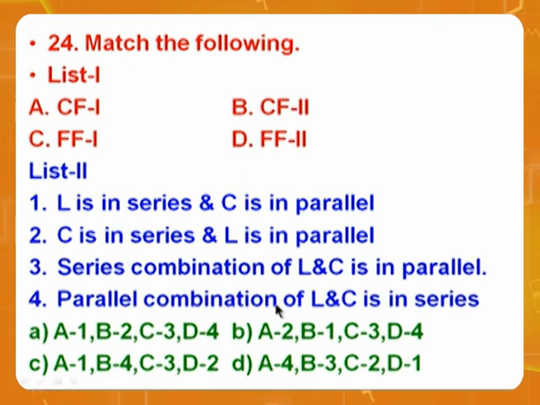Parallel combination of L and C in series. This is Foster form 2. So Foster form 1 is 3. That means A is 3 for B. C is 3. Where is C is 3? Oh, we have so many. Then it doesn't work out.